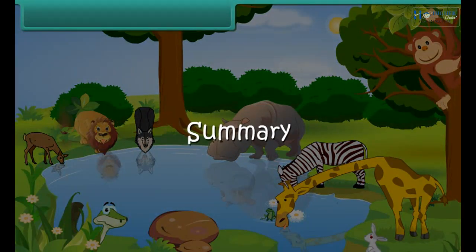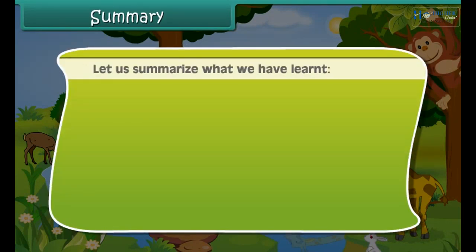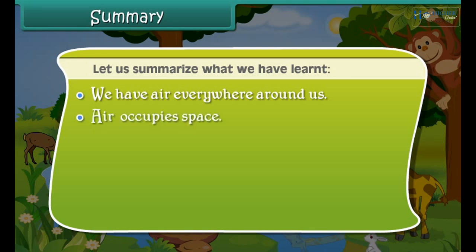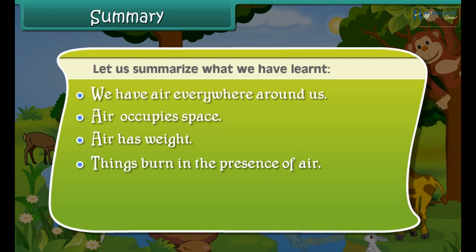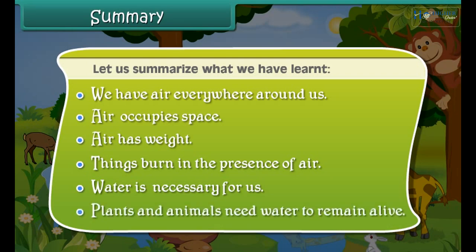Summary. Let us summarize what we have learnt. We have air everywhere around us. Air occupies space. Air has weight. Things burn in the presence of air. Water is necessary for us. Plants and animals need water to remain alive.